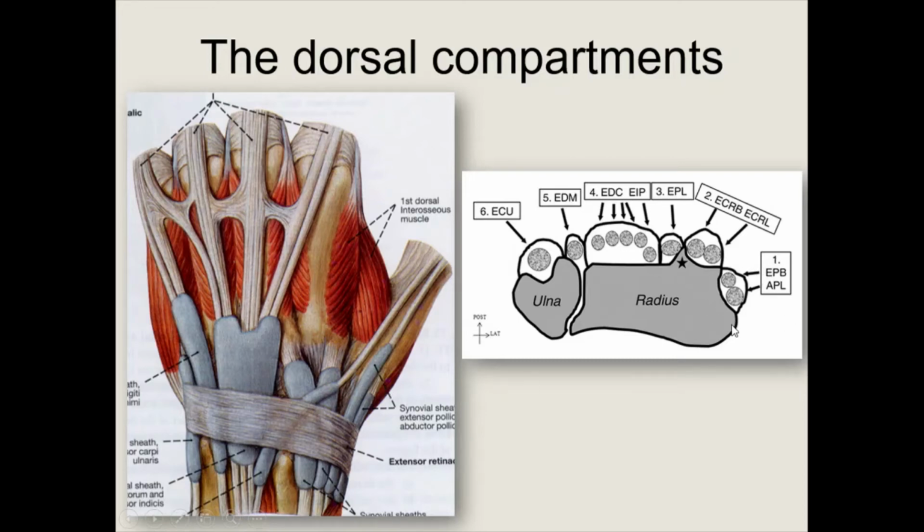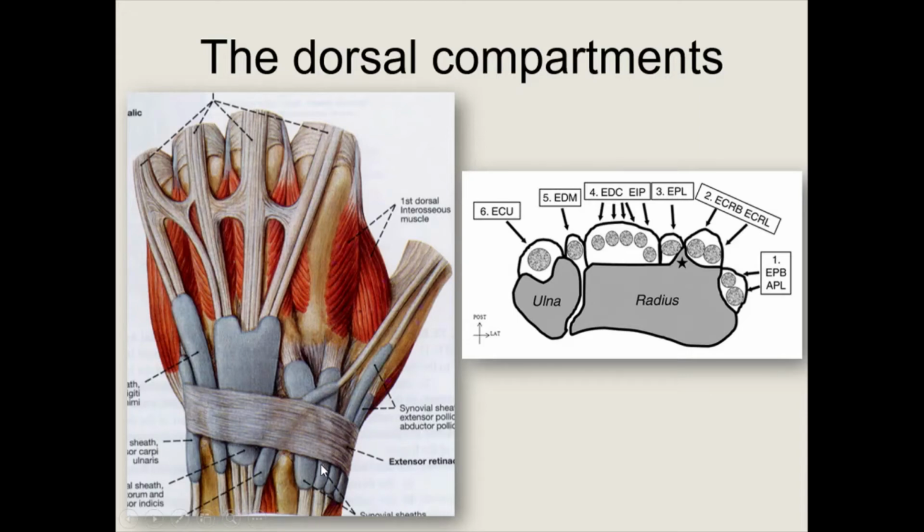Now, after the first compartment you have the second compartment, where you have 2 tendons, that is the extensor carpi radialis brevis and the extensor carpi radialis longus. So these are the 2 tendons and they get attached here, and they are the prime extensors along with the extensor carpi ulnaris, which is giving the extension of the wrist.